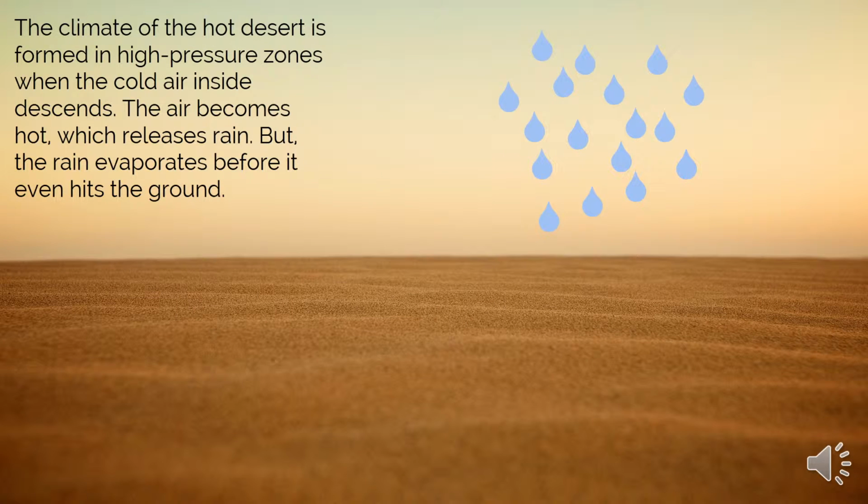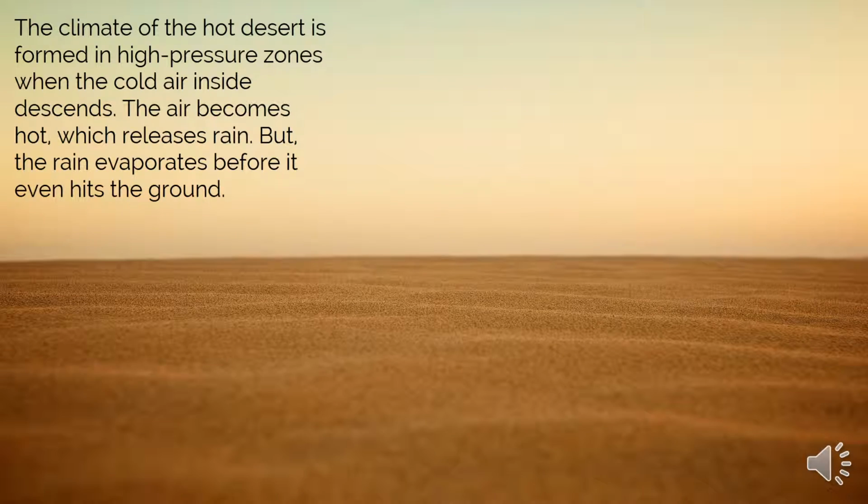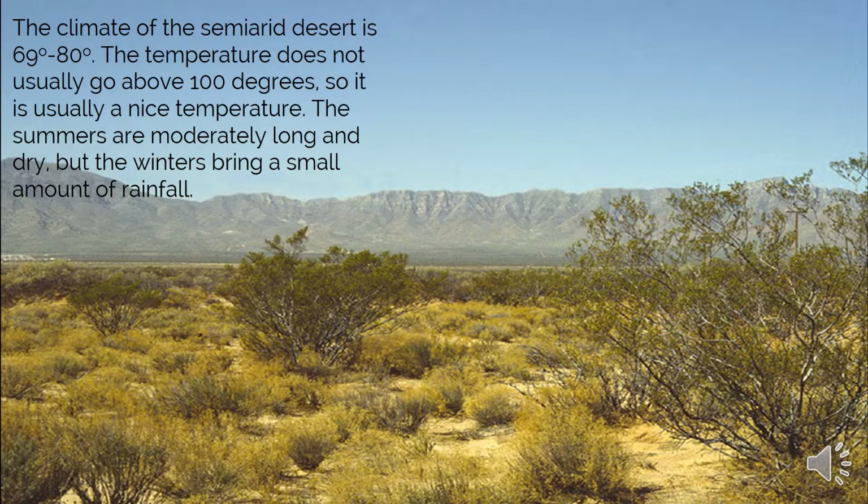The climate of the hot desert is usually so hot that the rain evaporates before it can even hit the ground. The climate of the semi-arid desert is milder, with 69 to 80 degrees as the usual temperature. It doesn't usually go above 100, so it usually feels pretty nice. Summers are moderately long and dry, but the winters can bring a small rainfall.